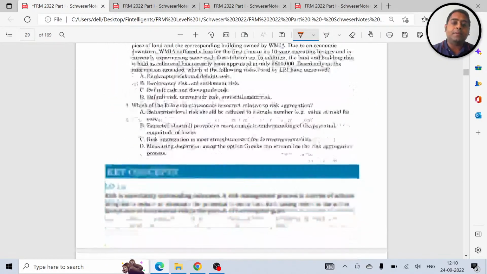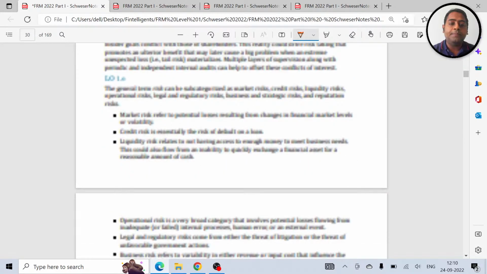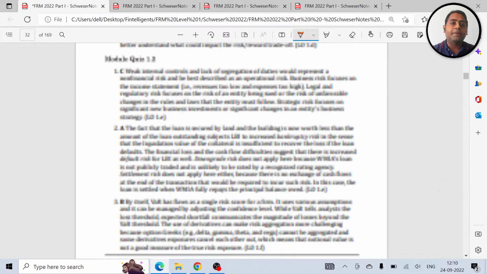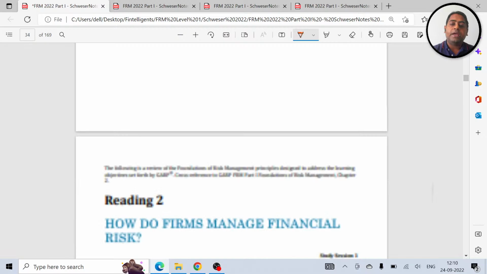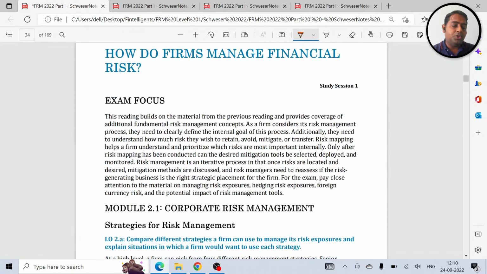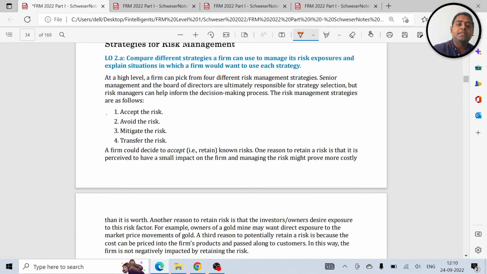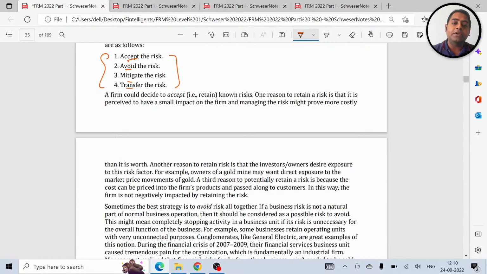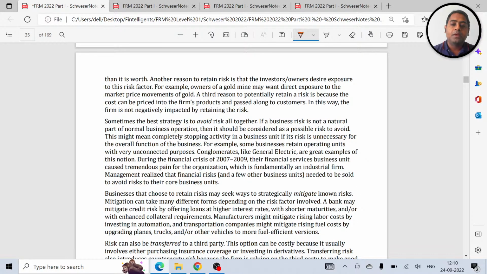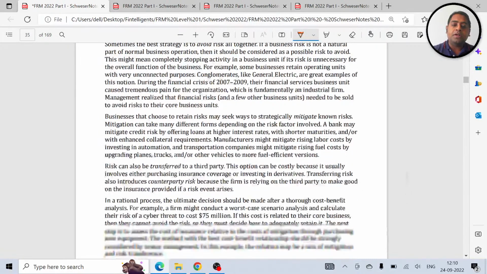Moving toward the second chapter. Perfect. Moving toward the second chapter. I hope everybody is marking in their book. The second chapter, how do firms manage their financial risk? Okay, you can see that this part, accept, avoid, mitigate, is again getting repeated. So it is connected to the first chapter also. A lot of theoretical content over here.